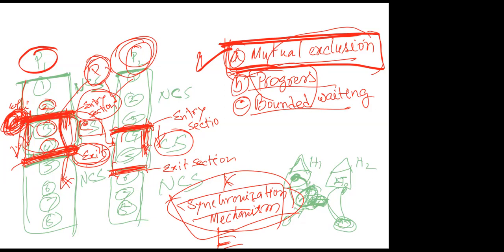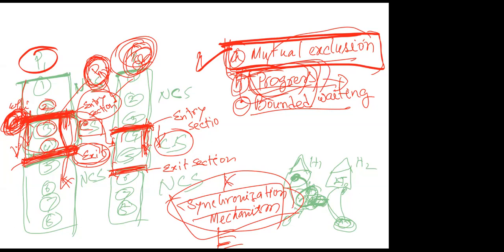If this process is not inside the critical section, it shouldn't block process P2 from entering the critical section. This is called progress. We will see that some mechanisms violate this progress rule as well. How does it work? Let's say process P1 is not inside the critical section, but still it will not allow process P2 to enter the critical section. So the progress property will be violated by some mechanisms.